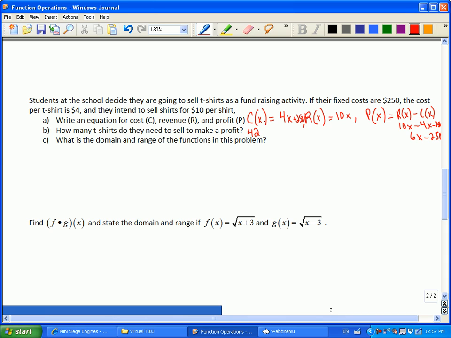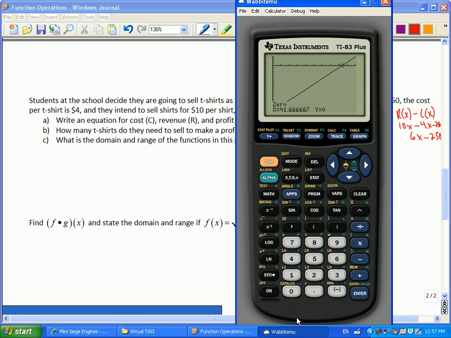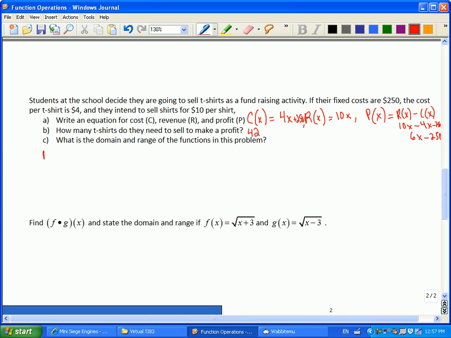So the other reason that I wanted you to think about the picture is, what's the domain and range of this? Why don't we talk about domain? Yeah. And what about the range? Yeah.